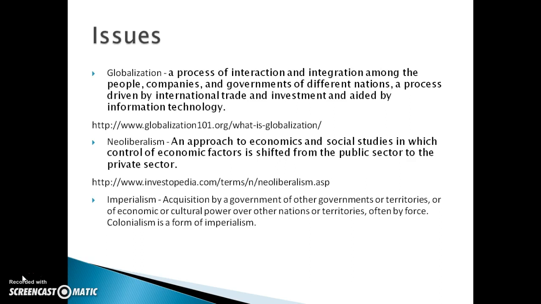Imperialism. Acquisition by a government of other governments or territories, or of economic or cultural power over other nations or territories, often by force. Colonialism is a form of imperialism. So now we're connecting globalization, neoliberalism, and imperialism all together. And if you just take a moment, you really start to see what's going on.